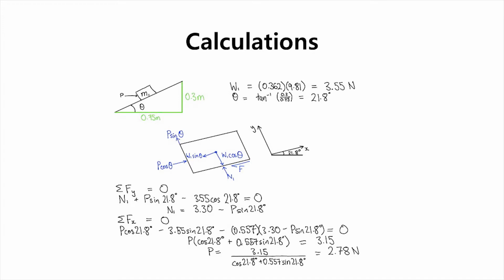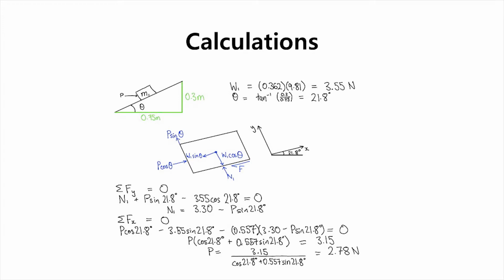The free body diagram of the wooden block shows us the horizontal force P, which is the force that is required to push the block up the plank, and the other forces acting on the wooden block. Again, we use a rotated coordinate system and break the weight force and force P into their horizontal and vertical components. Using the sum of forces equal to 0, we are able to find P.